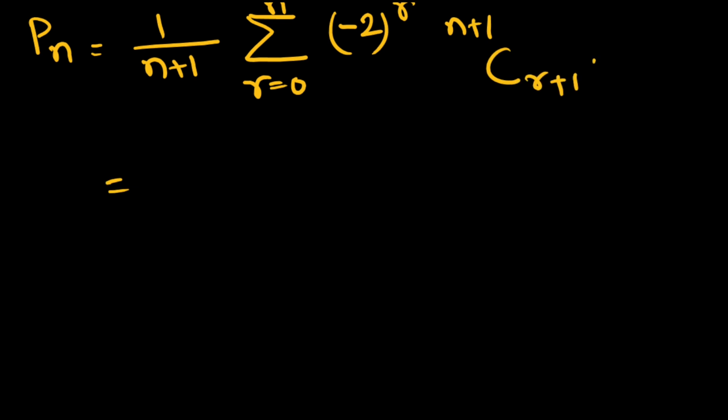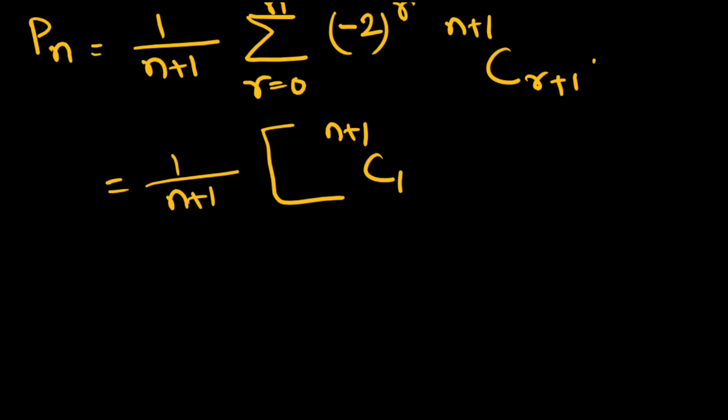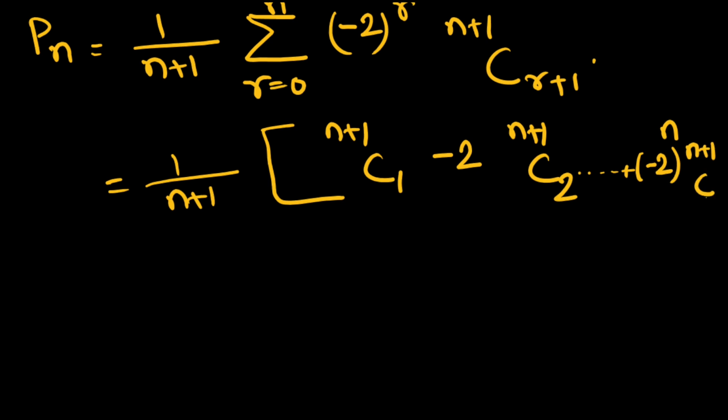Now we break this summation. If we put r is equal to 0, that gives n plus 1 C 1. If we put r is equal to 1, that is minus 2 times n plus 1 C 2, and so on, up to minus 2 to the power n times n plus 1 C n plus 1. Therefore write 1 over n plus 1.